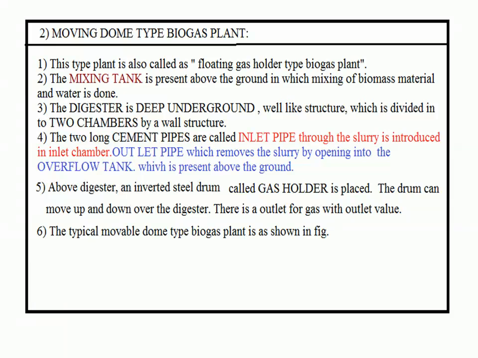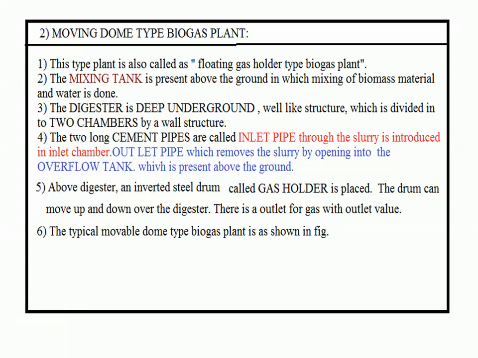In this type of plant, the mixing tank is present above the ground level, where biomass material is mixed with water as in the earlier process. The digester has a very deep, well-like structure. It is deep underground. The whole structure is underground only. Again, as compared to the previous one, this has a deep underground well-type structure. Later it is divided into two chambers by a wall structure.